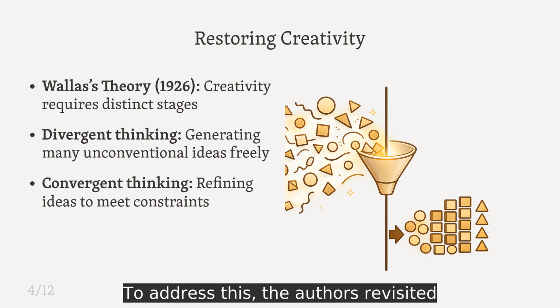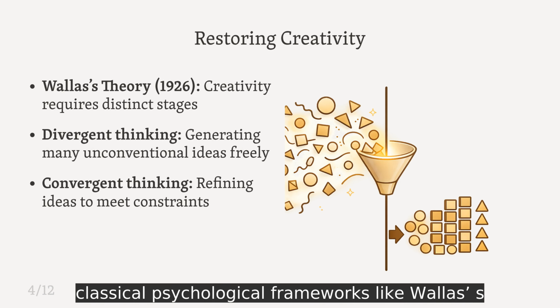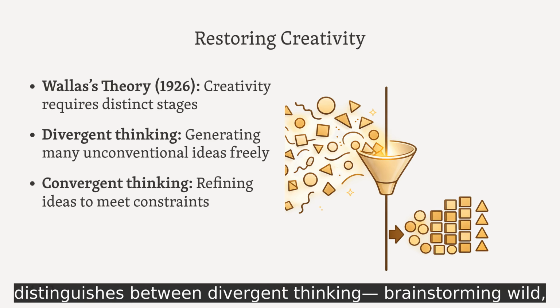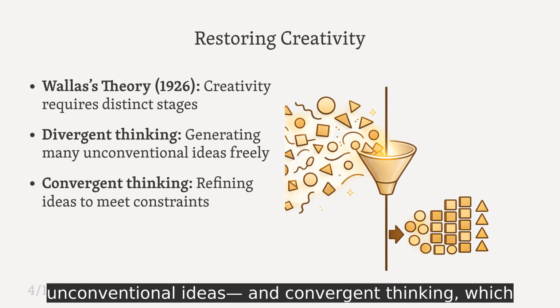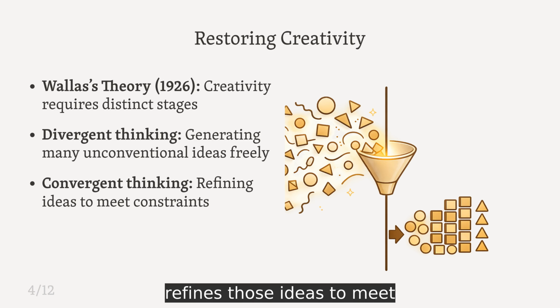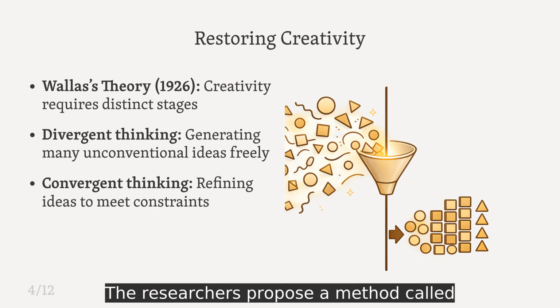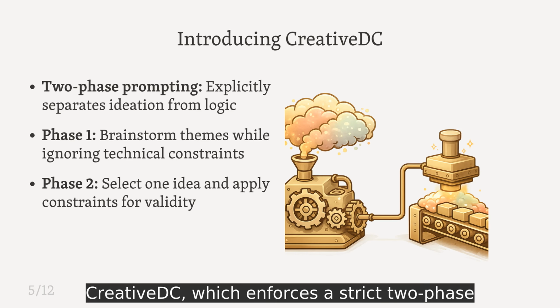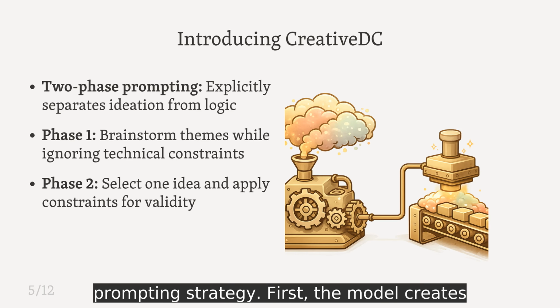To address this, the authors revisited classical psychological frameworks, like Wallace's theory of creativity, and Guilford's structure of intellect. The core insight distinguishes between divergent thinking, brainstorming wild, unconventional ideas, and convergent thinking, which refines those ideas to meet specific rules and constraints. The researchers propose a method called CreativeDC, which enforces a strict two-phase prompting strategy.